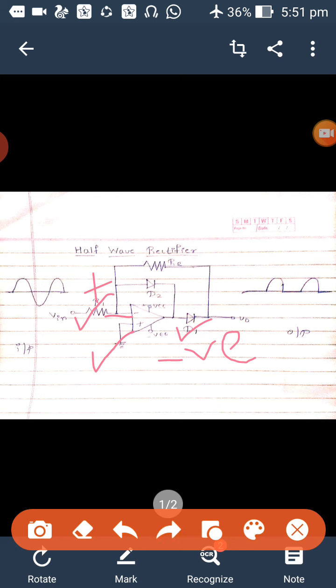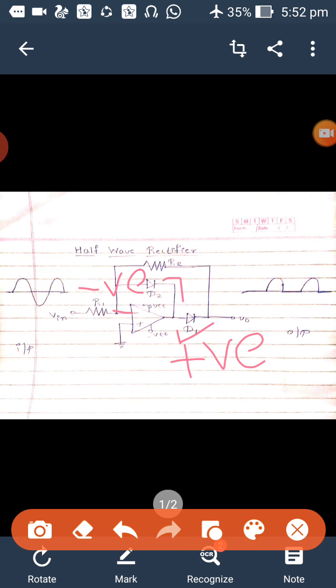Now see, if I provide a negative input voltage during the negative half cycle of the input to this inverting terminal, the output will be inverted, which means the output of the operational amplifier will be positive. This positive voltage is given to D1. Positive is given to the anode of the diode, so D1 will be forward biased, it will be on. Then the same voltage is given to D2. D2 will be off because positive is given to the cathode.